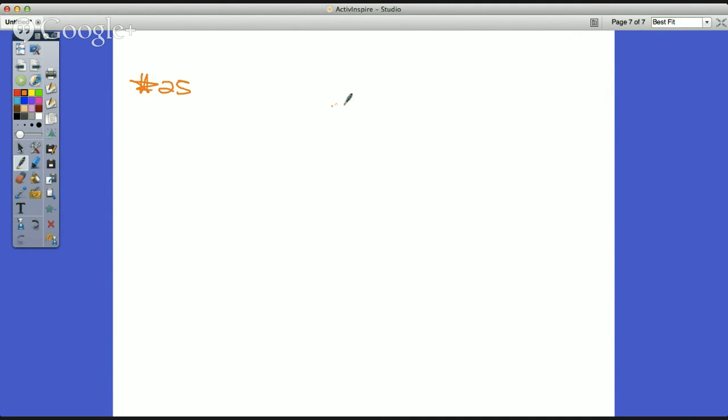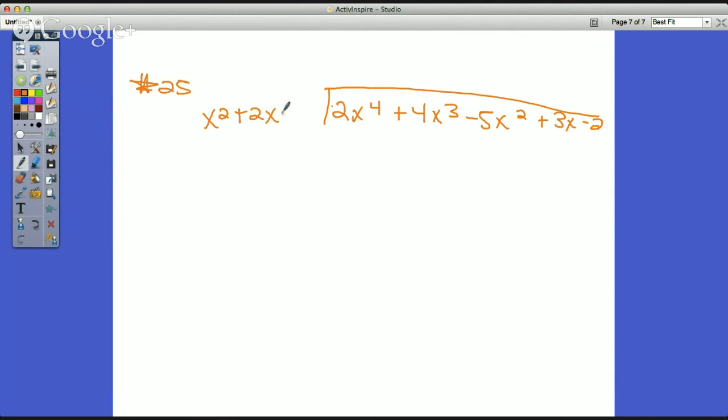The one that we're getting at is 2x to the fourth plus 4x to the third minus 5x squared plus 3x minus 2. And remember, if I didn't have one of those spots, I have to fill it in with a plus 0x. All right, now the denominator here that we're dividing by is x squared plus 2x minus 3. And remember, my question remains the same every single time. So the pattern is always the same.